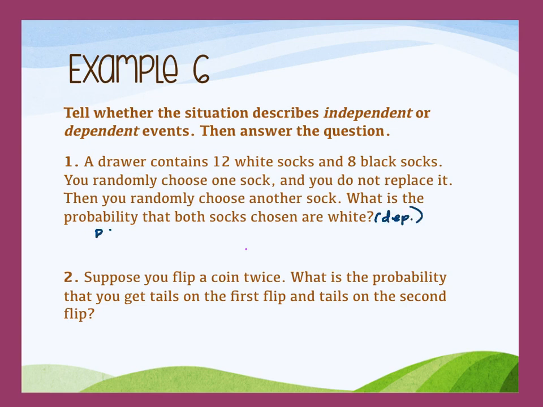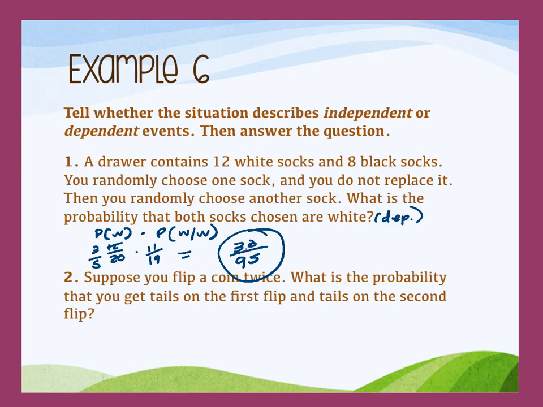So I need the probability that I'm going to pull a white sock. Then I'm going to multiply it times the probability I'm going to pull a white sock, given one of the white socks is already gone. So what's the probability I'm going to pull the white sock? 12 out of 20. What's the probability that I'm going to pull a white sock given that I already got one? 11 out of 19. So I can reduce this. 3/5, 33 out of 95.